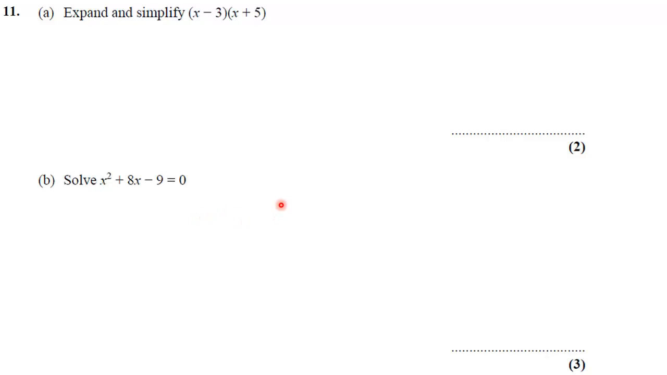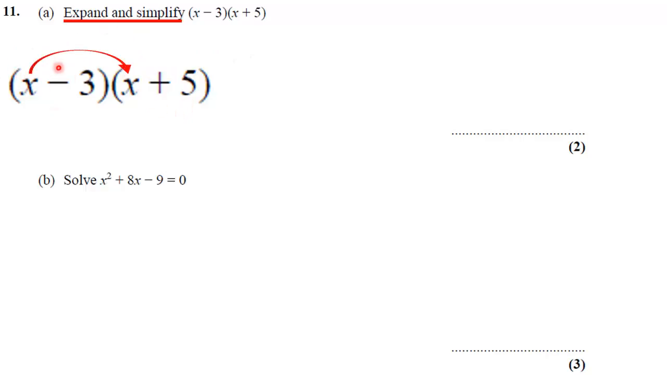Part A of this question says expand and simplify (x − 3)(x + 5). So I'm going to rewrite that in my answer space here. Okay, (x − 3)(x + 5), and I'm going to use that smiley face method, or the arrows around. x times x gives me x squared, and I highly recommend writing them down as you do it.